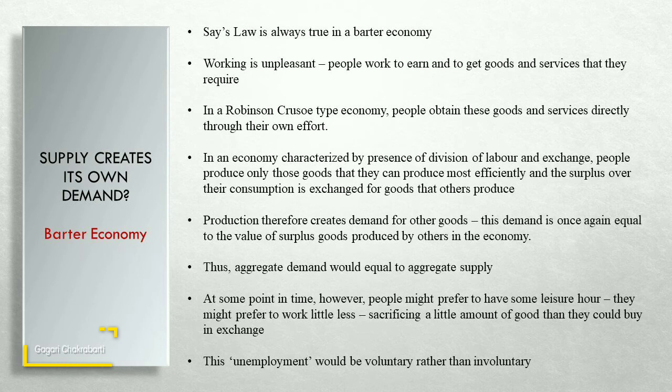Now, working is definitely unpleasant, but people work to earn the wages and to get goods and services that they require. In a Robinson Crusoe type economy, the people obtain these goods and services directly through their own effort. But in an economy characterized by the presence of division of labor and exchange, people will produce only those goods that they can produce most efficiently. They will consume a part of their produce, and the surplus over their consumption will be exchanged for goods that the other people are producing.